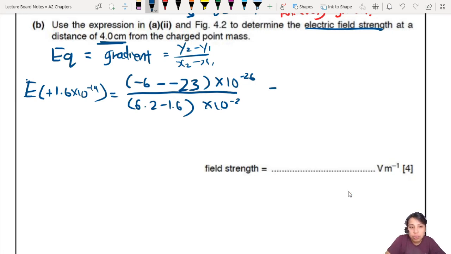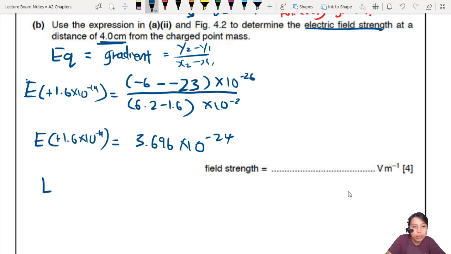From here, you should get a gradient of, well, roughly 3.696 times 10 to the negative 24. Don't forget, on the left side, you still have 1.6 times 10 to the negative 19. So you can find your E. Divide it out, you should get about 2.31 times 10 to the negative 5. What's the unit? Volts per meter. Okay, meter, change everything to meter. So here I can find an answer.